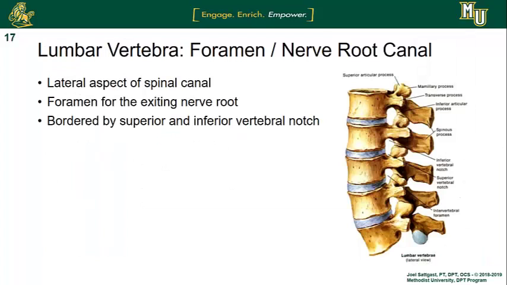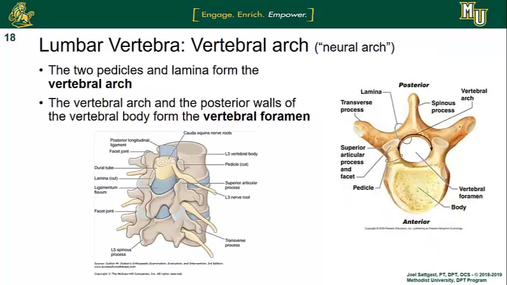Our lumbar vertebra do have the intervertebral foramen or nerve root canal laterally, and here we will find the exiting nerve root. It's going to be bordered by the superior and inferior vertebral notch. It's also referred to as the vertebral arch or neural arch, and it's the two pedicles and lamina that form that vertebral arch. The arch and the posterior walls of the vertebral body form the vertebral foramen. The vertebral foramen then would be the central canal, or the location that we would find the spinal cord.